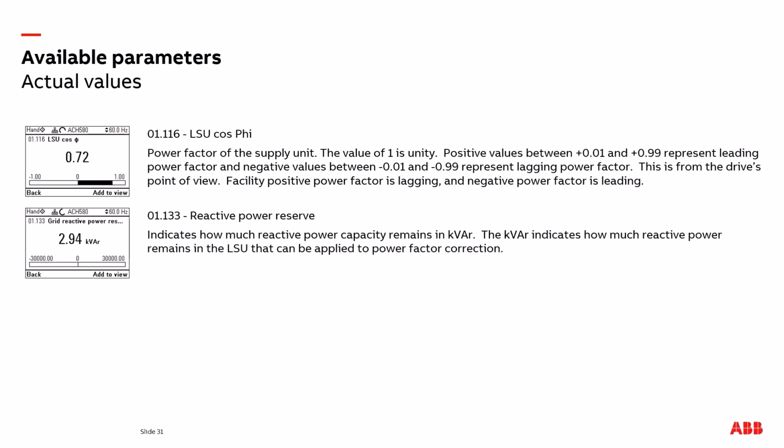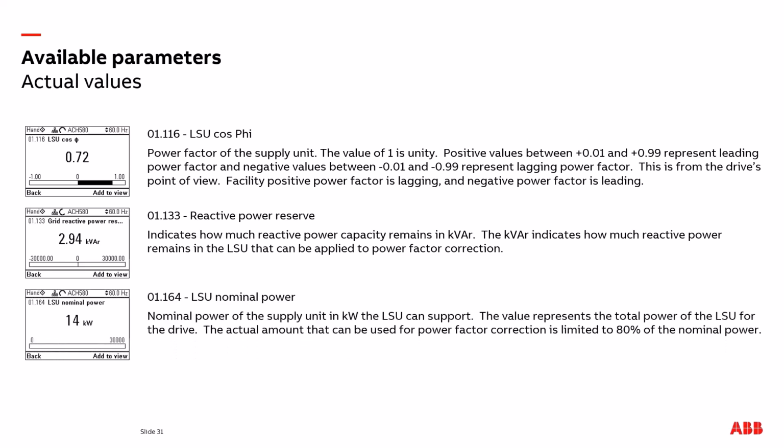Reactive power reserve indicates how much reactive power capacity remains in kVAR. The kVAR indicates how much reactive power the LSU can apply to power factor correction. This will vary depending on loading of the drive. LSU nominal power is the maximum power the LSU can support in kilowatts. This represents the total power of the LSU for the drive. The actual amount that can be used for power factor correction is limited to 80% of the nominal power.